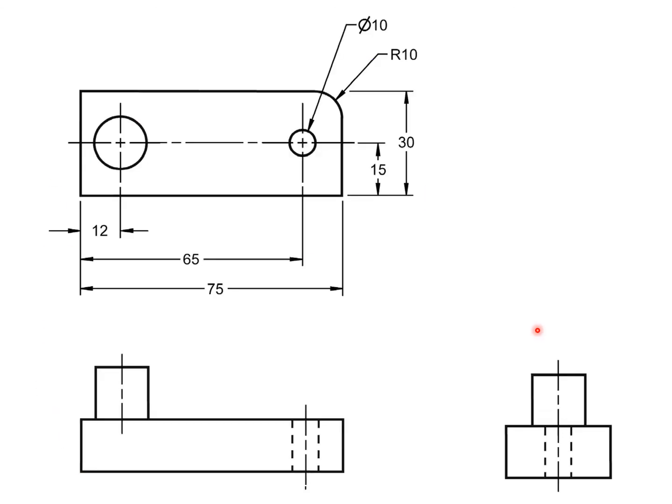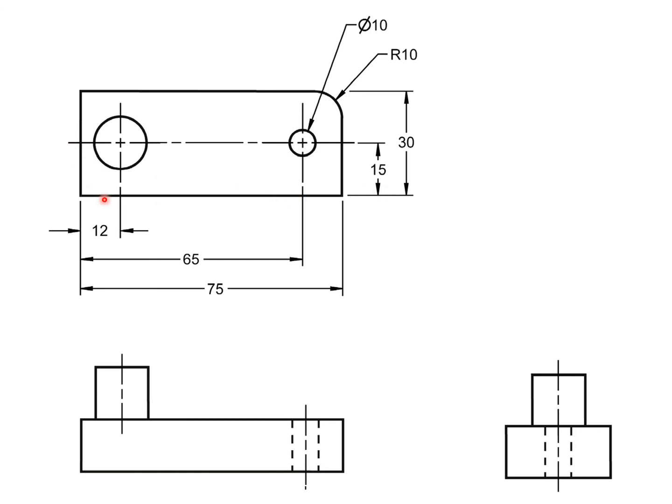So let's take a view at the top view. Okay, so we have our tertiary datum. So we're going to dimension left to right. So we have 12 to the center of this shaft or cylindrical solid. And then our dimension to the center of the circular hole. And finally the overall length of 75. Okay, so those are our datum dimensions off of the tertiary datum.